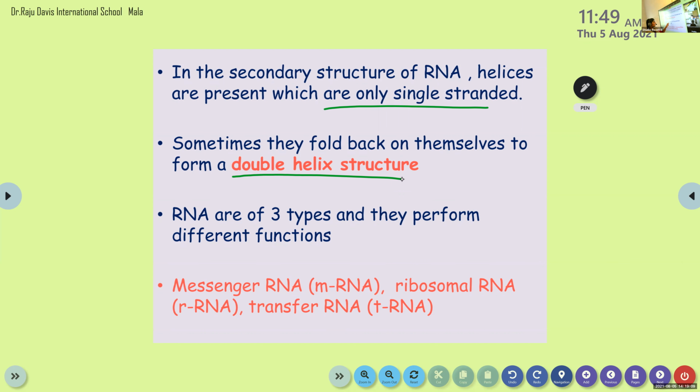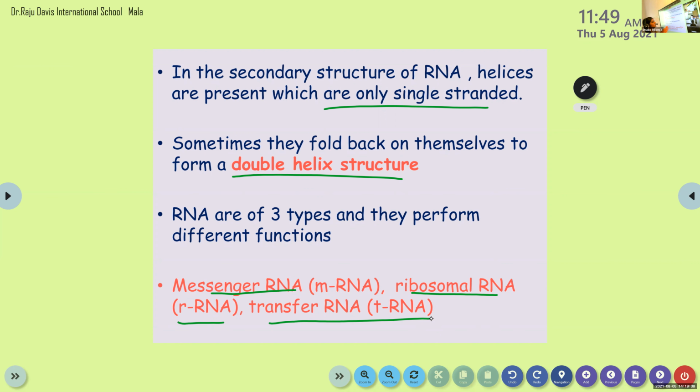Then the RNA are of three types and they perform different functions. Messenger RNA, in short form mRNA. Then ribosomal RNA, rRNA. Then transfer RNA, tRNA. In the name itself, their functions are shown, right?